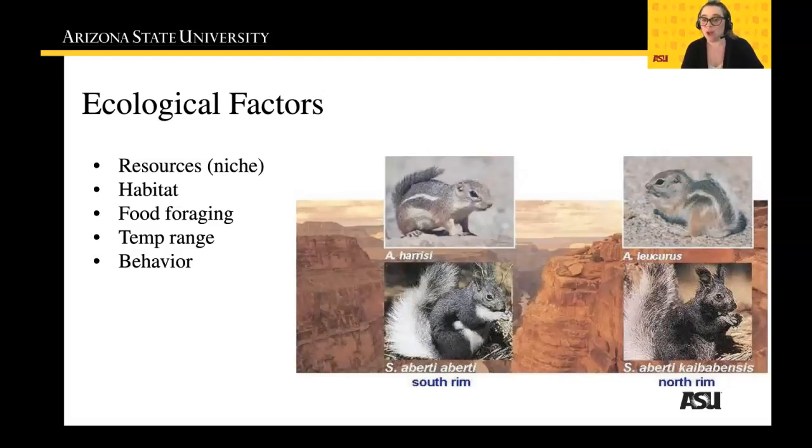These tiny, small, gopher-like creatures look like they could be identical. They are separate species. They've been isolated in separate populations based on the separation from the Colorado River digging the divide of the Grand Canyon. So on the north rim, we have one organism, and on the south rim, a different organism. Same with the squirrels. They have different food foraging patterns. They live in different temperature ranges. They have different habitats and different resources. And although they look morphologically the same, they are different species.